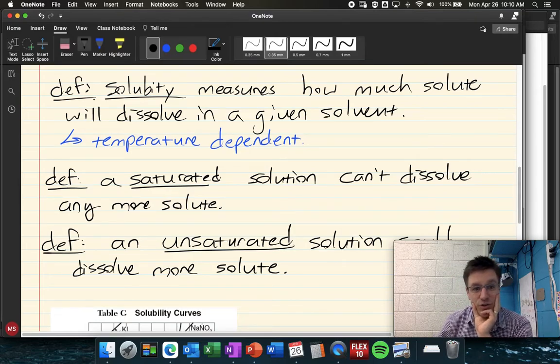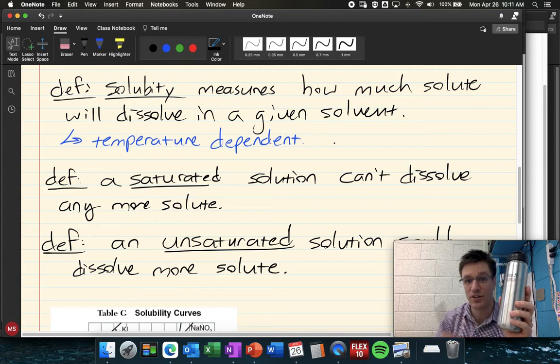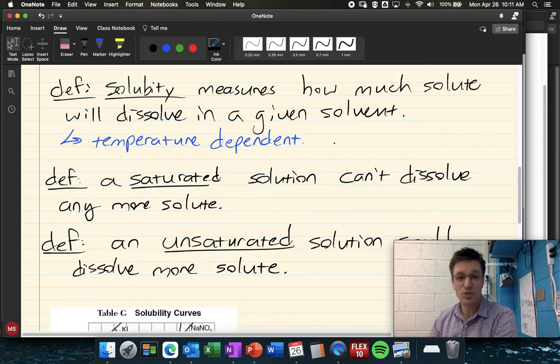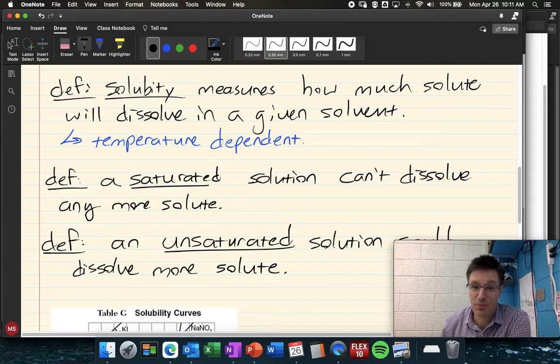The solubility measures how much solute will dissolve in a given solvent. So I would talk about what is the solubility of sugar in water? How much sugar can I dissolve in a given volume of water? And that's temperature dependent. When you heat up water, you can dissolve more in it. And when things are cold, in general, you can't dissolve as much. So the solubility goes down. So that's what solubility means.